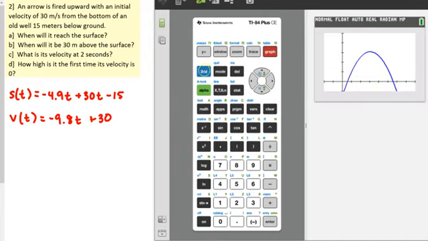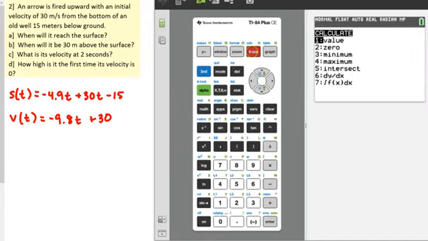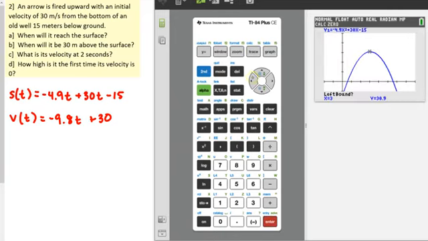So just like we did for the last problem, second trace to take us into the Calculate menu, choose number 2, zero. Move the cursor to the left of the zero. I'm going to do the one on the left first. Press enter, and then to the right, press enter, and then in between. And we get approximately 0.5.